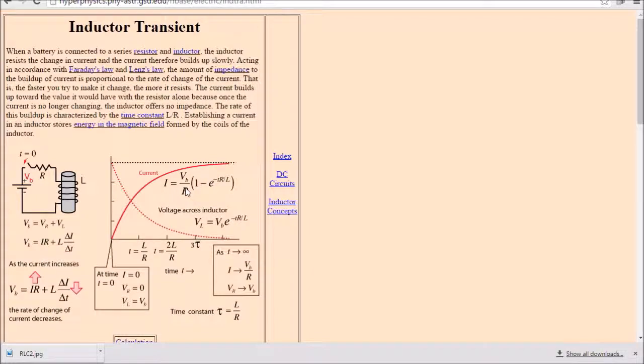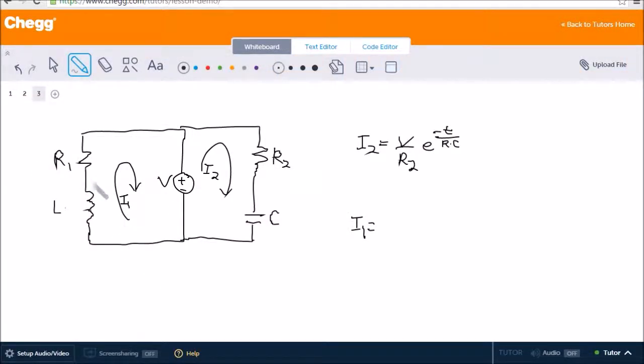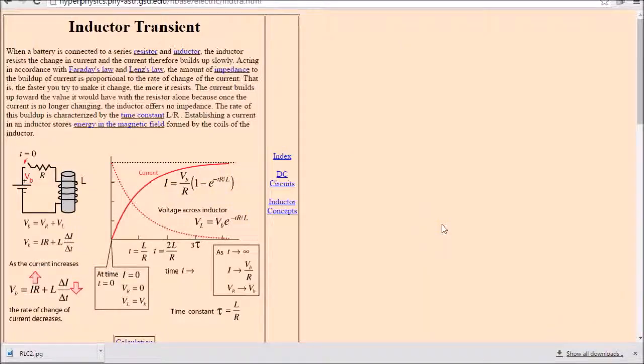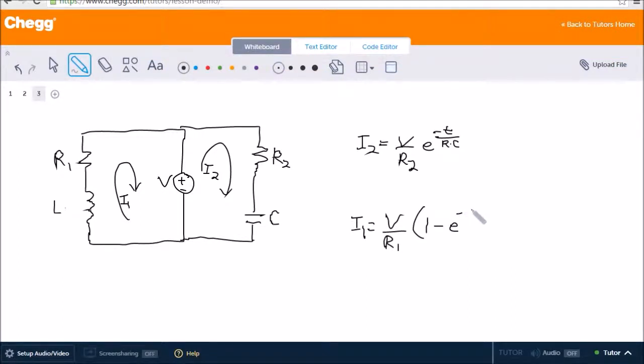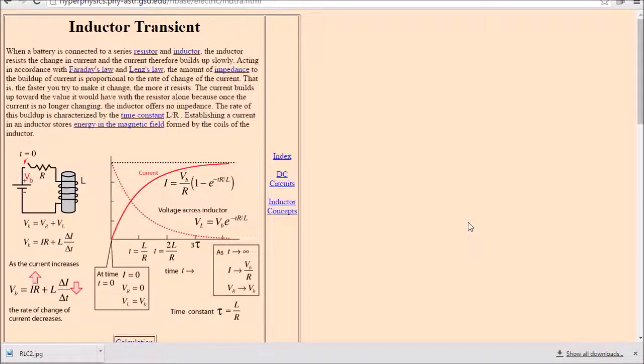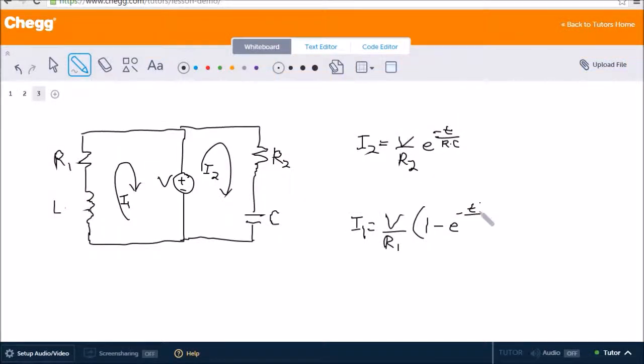So the current in the inductor will be V_B, so V over R1 times 1 minus e to the negative t R over L. So the time constant tau for a capacitor is RC, and the time constant tau for an inductor is L over R.